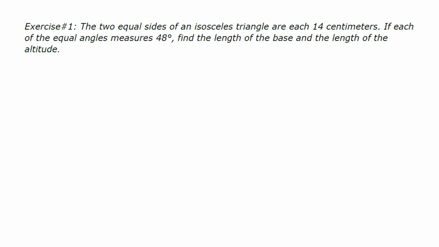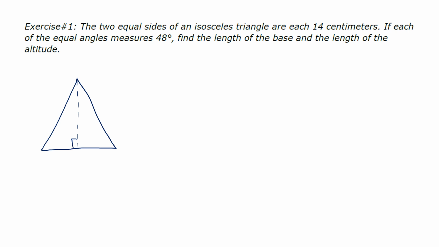First example, the two equal sides of an isosceles triangle are each 14 centimeters. If each of the equal angles measure 48 degrees, find the lengths of the base and the length of the altitude. So we know we're working with an isosceles triangle. An isosceles triangle has a base, two sides that are congruent to each other, and a height that's perpendicular to the base.